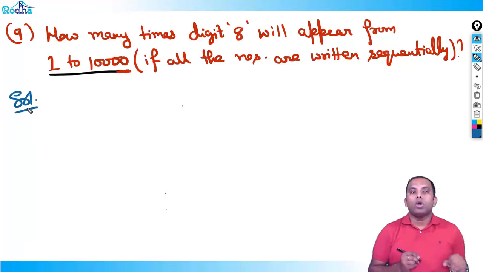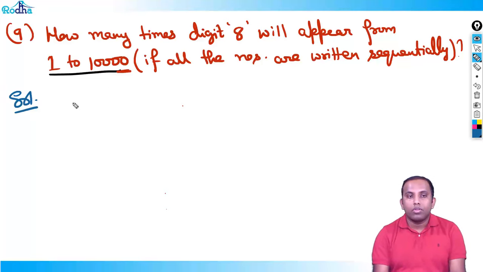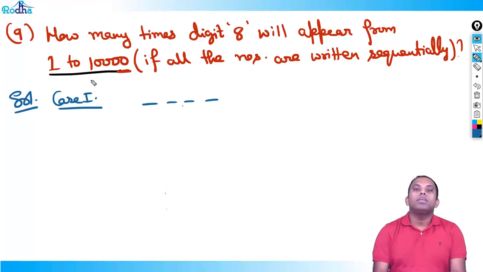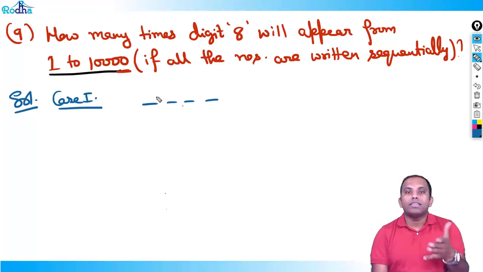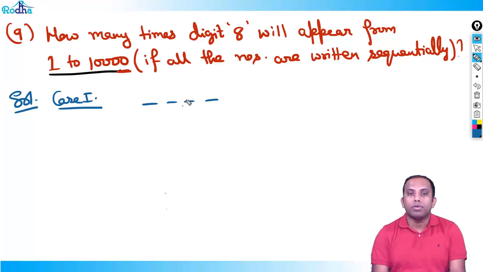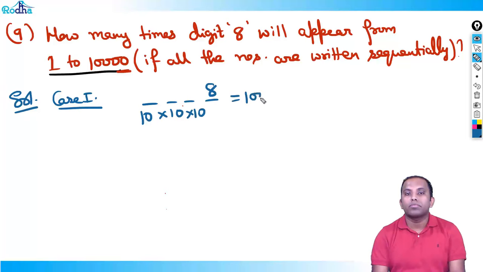So from 1 to 10,000, again the same approach we will use. In case 1, if 8 is at the unit place, 1 to 10,000 means how many numbers can I take? At maximum 9999, that is the maximum 4 digit number, because obviously in 10,000, 8 is not there, so we don't need to worry about 10,000. So in a 4 digit number, when 8 is at the units place, how many numbers can I form? 0 to 9, 10 options for the first place, 10 options for the second place, 10 options for the third place. How many numbers? 1000 numbers.